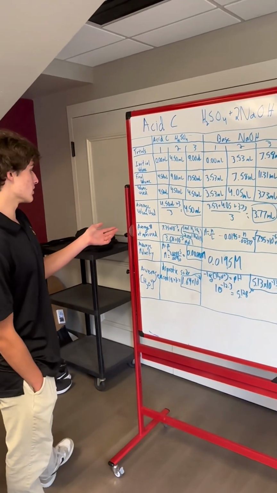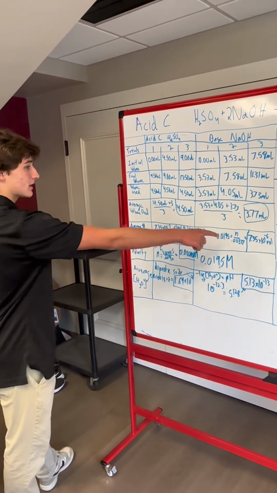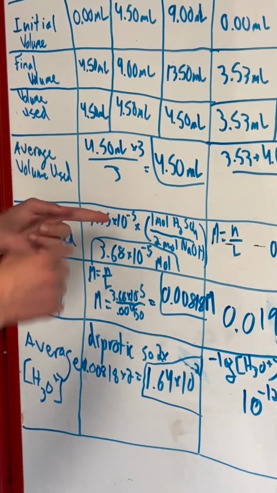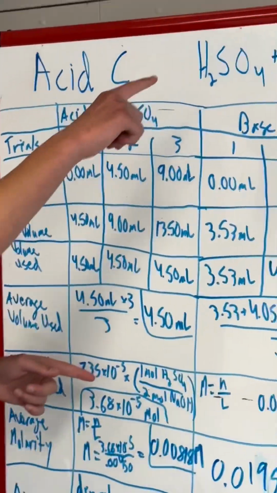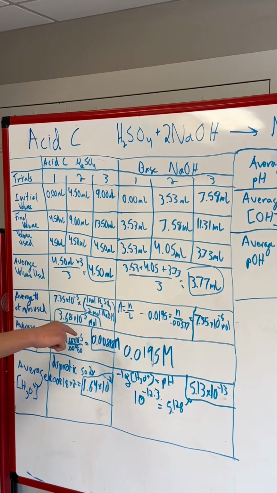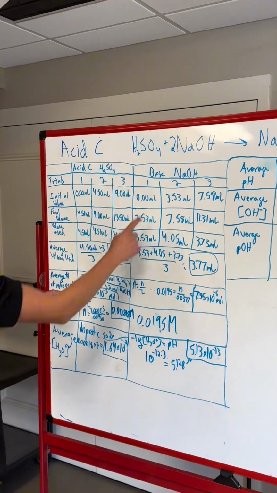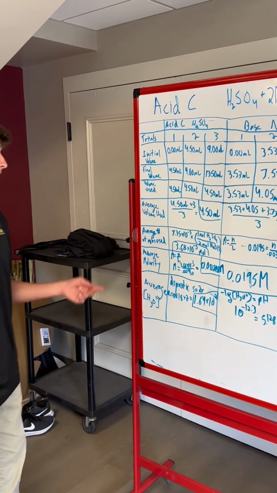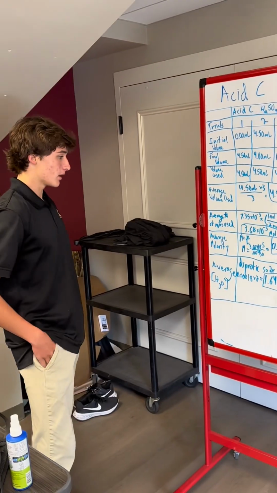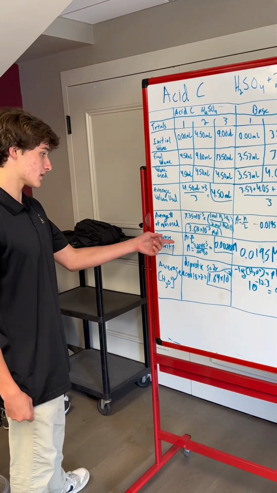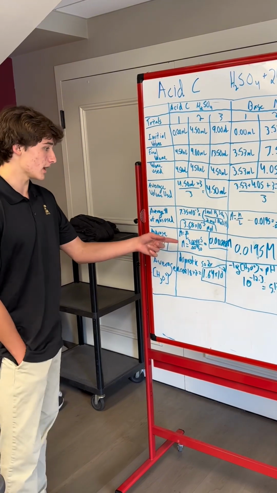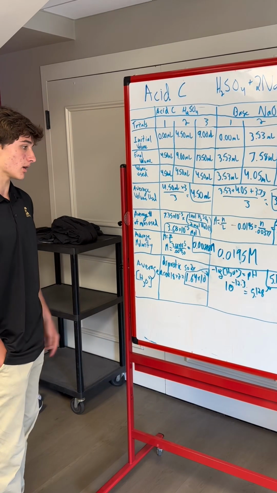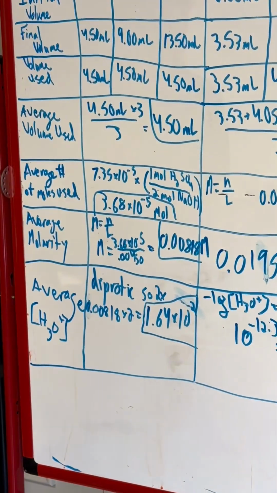And for the average number of moles used for the acid, we'll take the same number as that and then use stoichiometry. And since there is 1 mole of sulfuric acid, we'll put a 1 on top, and then since there's 2 moles of the sodium hydroxide, that'll go on bottom. So we multiply that number by 1/2 to get 3.68 times 10 to the negative 5th. And then to find the average molarity, we'll use the same formula and plug in the number of moles at the top and then the average volume in liters on the bottom to get 0.00818 molarity.